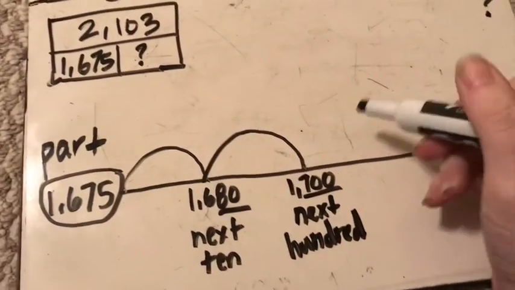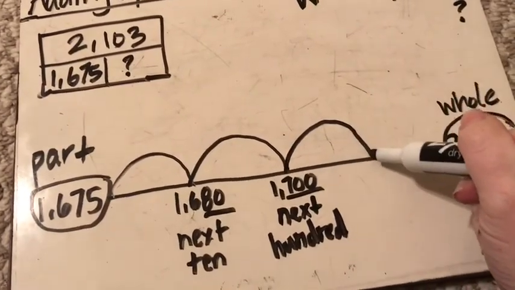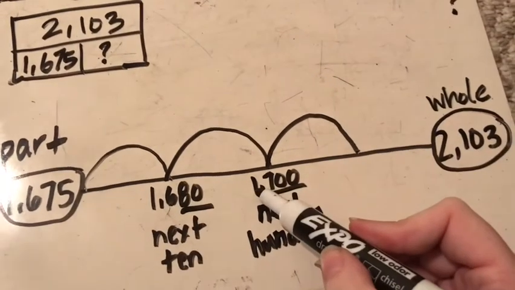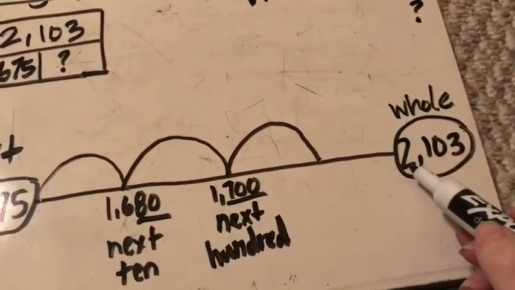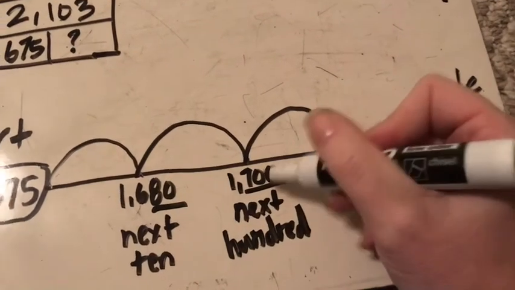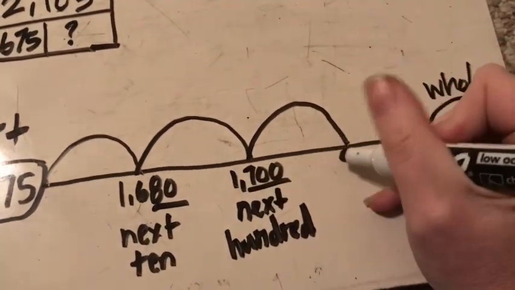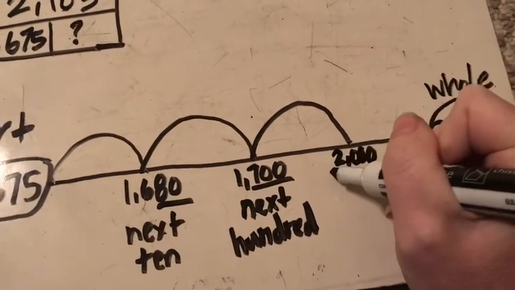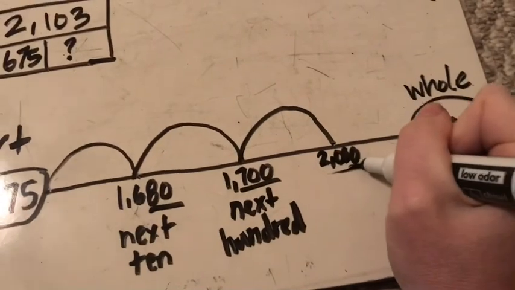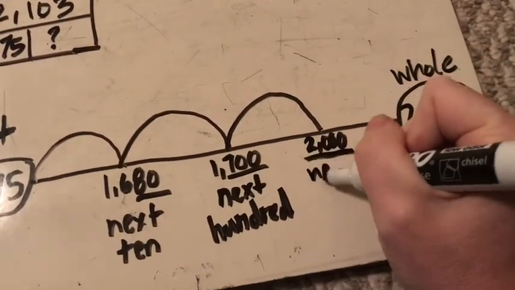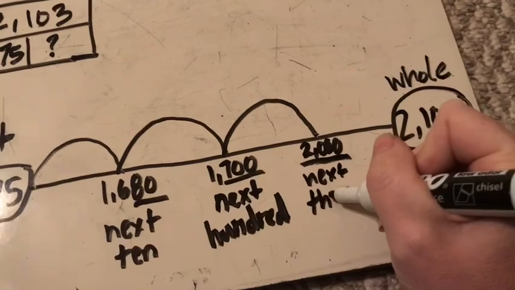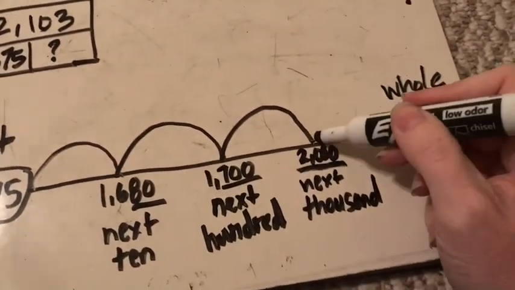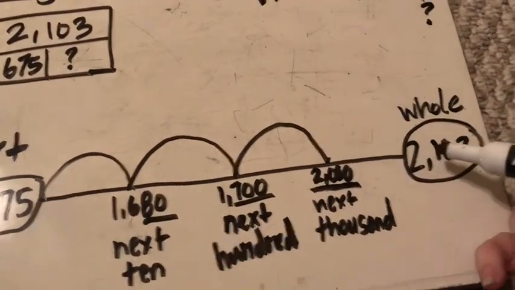After I get to the next 100, I want to get up to the next highest place value. And after the hundreds place comes the thousands place. So I have 1,000. I know I need to get up to 2,000 in my whole. So my next 1,000 after 1,000, if I add another 1,000, would be 2,000. And 2,000 is my next 1,000. Once I get to my next 1,000, I can take a jump or I can take multiple jumps to get up to my whole.